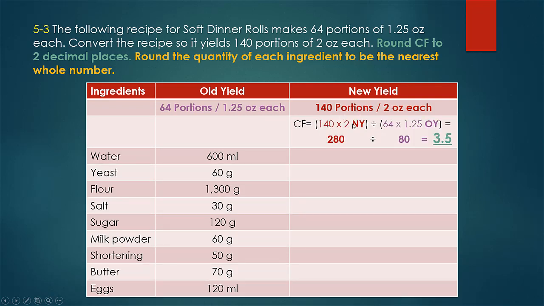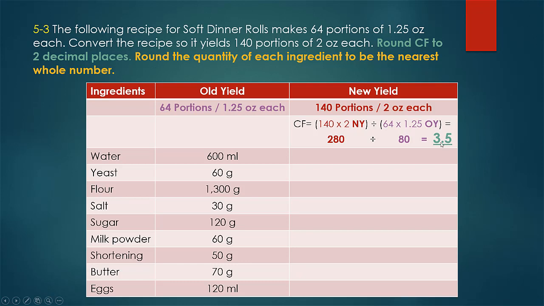So 140 portions times 2 ounces each. I want 280 ounces as my new yield. But I'm going to divide that by my original yield of 64 portions at 1 1/4 ounces each. So 64 times 1.25 is 80. My new yield is 280 ounces. My original yield was 80 ounces. 280 divided by 80, my conversion factor is 3.5.